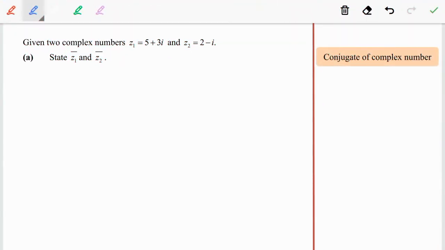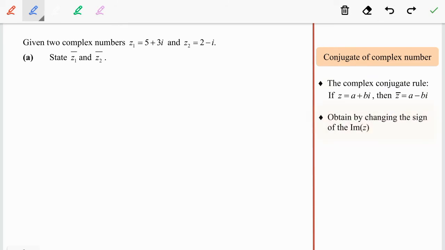Given two complex numbers Z1 equal to 5 plus 3i and Z2 equal to 2 minus i. Question A. State Z1 bar and Z2 bar. Here, we will use the complex conjugate rules, where complex conjugate is obtained by changing the sign of the imaginary part.